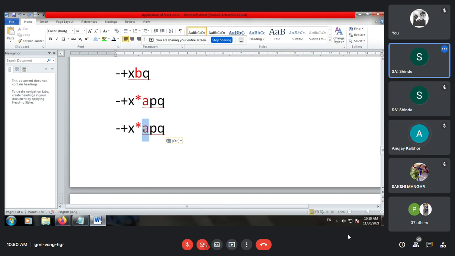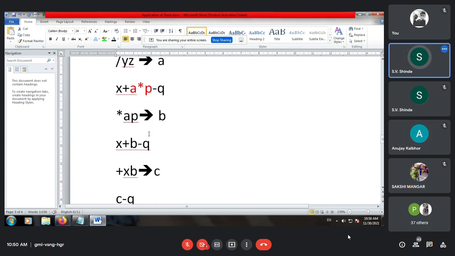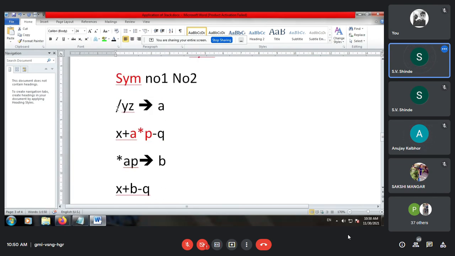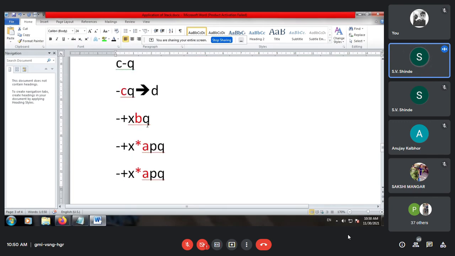So we'll change what is the meaning of a. A is y divided by z. So we replace it with y divided by z. And finally this is your answer of the prefix expression. Everyone getting the concept of how to convert an infix expression into prefix?